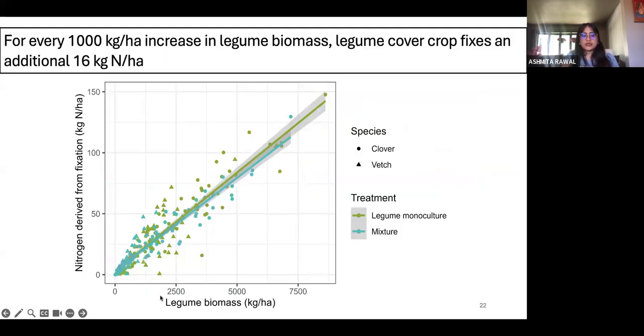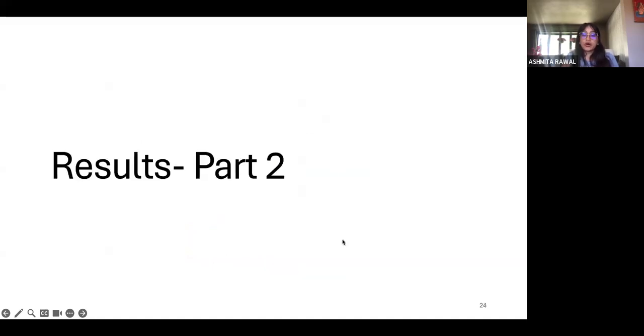So looking at the correlation between legume biomass and nitrogen derived from fixation, again, positively correlated for both legume monoculture and mixture. And these two different shapes represent clover and vetch. And calculating the slope, what we found was that for every 1,000 kilogram increase in the legume biomass, the legume cover crop fixes an additional 16 kilogram nitrogen per hectare. All right, so this leads us to our second part of the result, which is about yield and about optimum nitrogen rates.